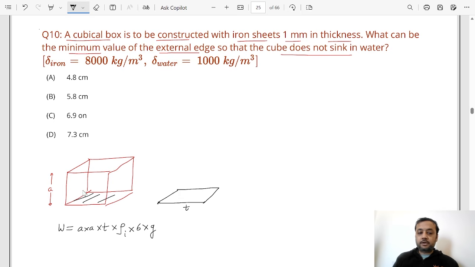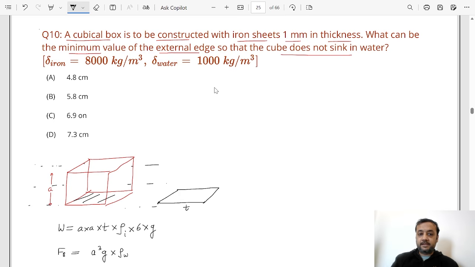Now suppose you have placed this iron box in the water, and you want it not to sink. So what will happen? The buoyancy force. Suppose this is water, so water is till here. The buoyancy force should be able to balance the weight. So how do you write the buoyancy? Buoyancy is the entire volume of the body submerged, which is A cube, multiplied by gravity, into the density of the water. So this is the buoyancy force. Now, if you don't want this to go down, this buoyancy force should be equal to the weight, to balance it.